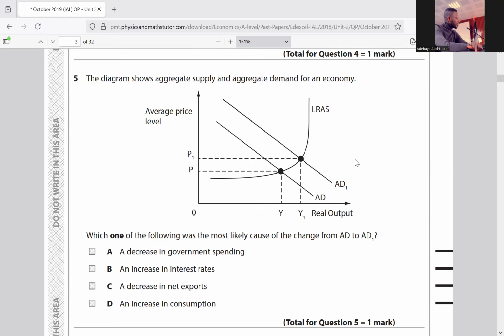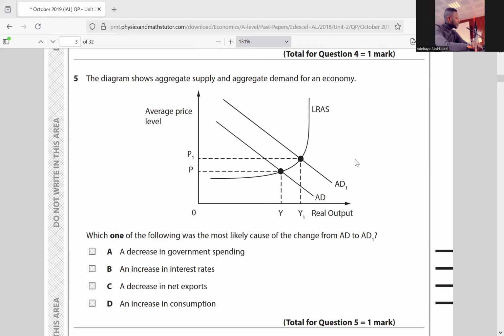all the components, or either one of the components, of aggregate demand would have increased. Now, aggregate demand is consumption plus investment plus government spending plus net export. And when we talk about net export, we're simply talking about export minus import. So an increase in consumption will bring about a rightward shift to the AD curve. An increase in investment will bring about a rightward shift to the AD curve. An increase in government spending will bring about a rightward shift in the AD curve. An increase in export will bring about a rightward shift in the AD curve. But a fall in any of the components I mentioned above will bring about a leftward shift to the AD curve.